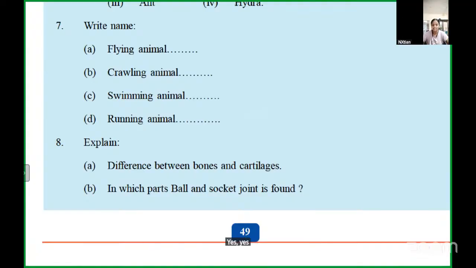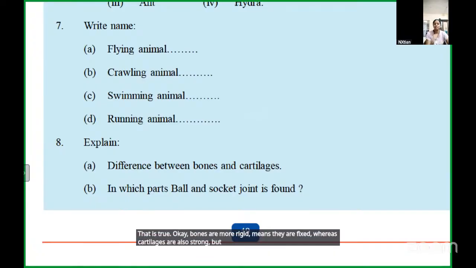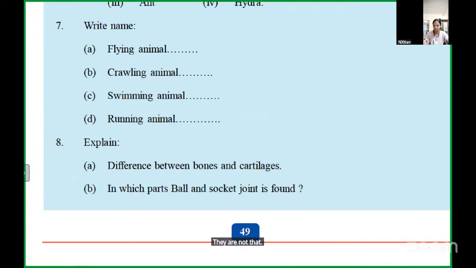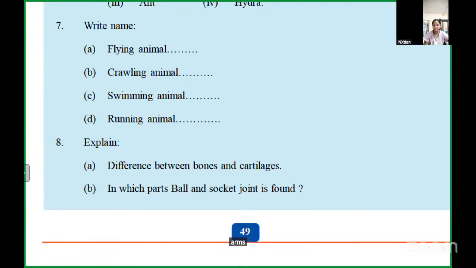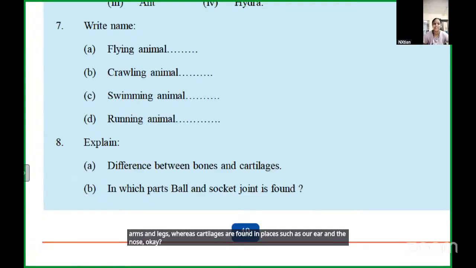Yes, that's right. Bones are more strong, more hard, whereas cartilages are more flexible. Bones are more rigid, meaning they are fixed, whereas cartilages are also strong, but they are flexible. They can be bent, they can be moved. They are not that rigid. That's the difference between bones and cartilages. We can also give the difference that bones are found in our arms and our legs, whereas cartilages are found in places such as our ear and the nose. You can also give that point as a difference.